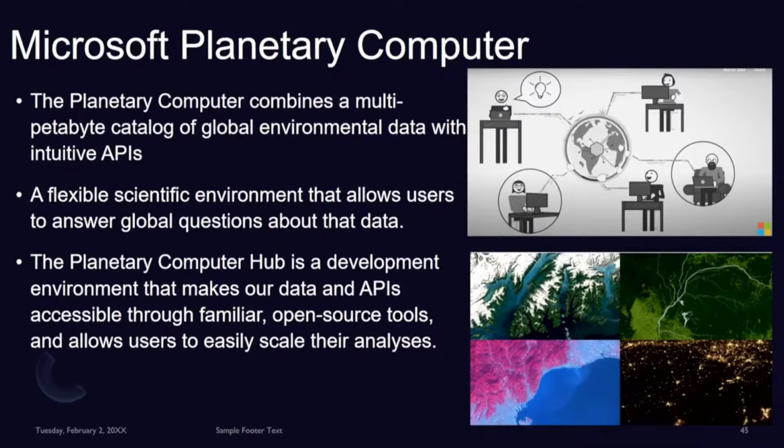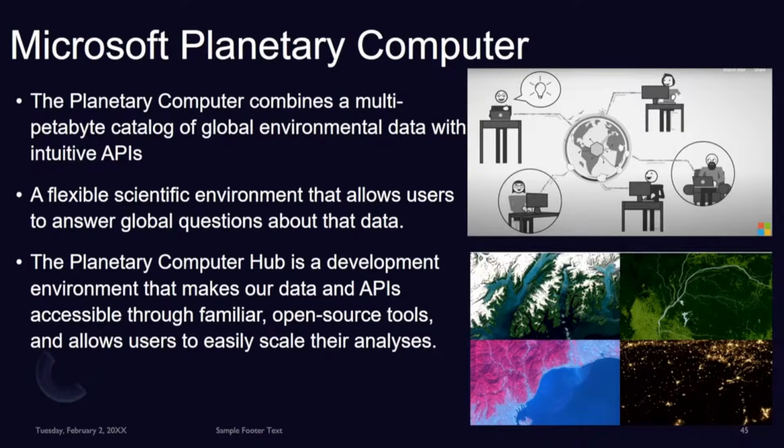Then the second relatively new entrant to the geospatial data services is the Microsoft Planetary Computer. So Planetary Computer combines a multi-petabyte catalog of global environment data, plus satellite data, with an intuitive API. So it is a flexible scientific environment that allows users to answer global questions about their data, like similar results. Microsoft Planetary Computer offers a Planetary Computer Hub, like Google Earth Engine. That is a development environment that makes user data and APIs accessible through familiar open source tools and allows users to easily scale their analysis.